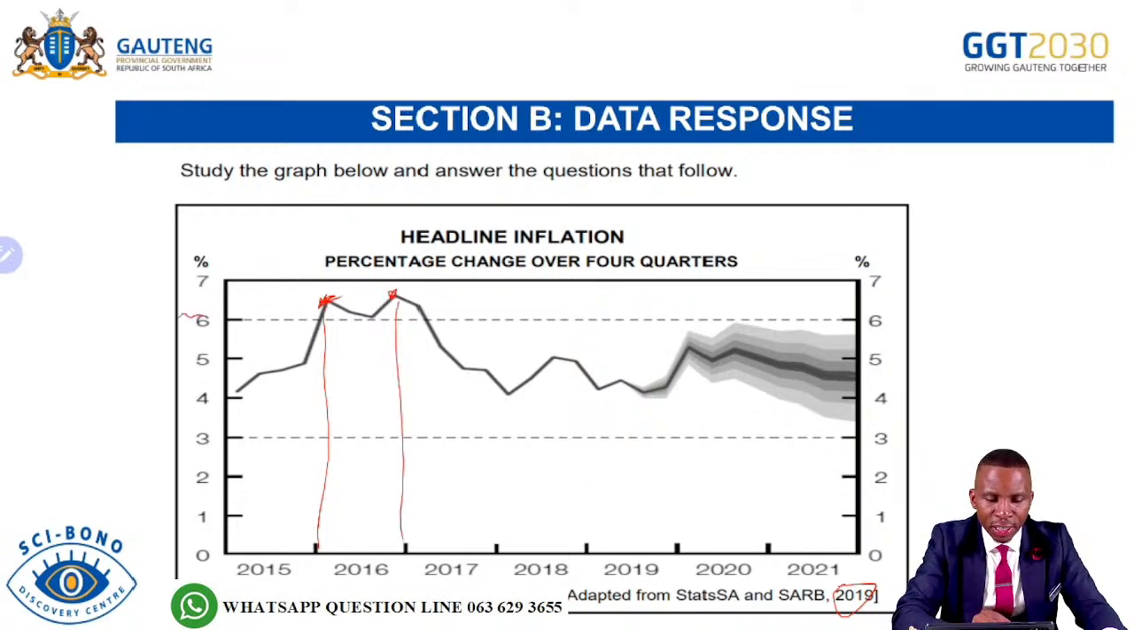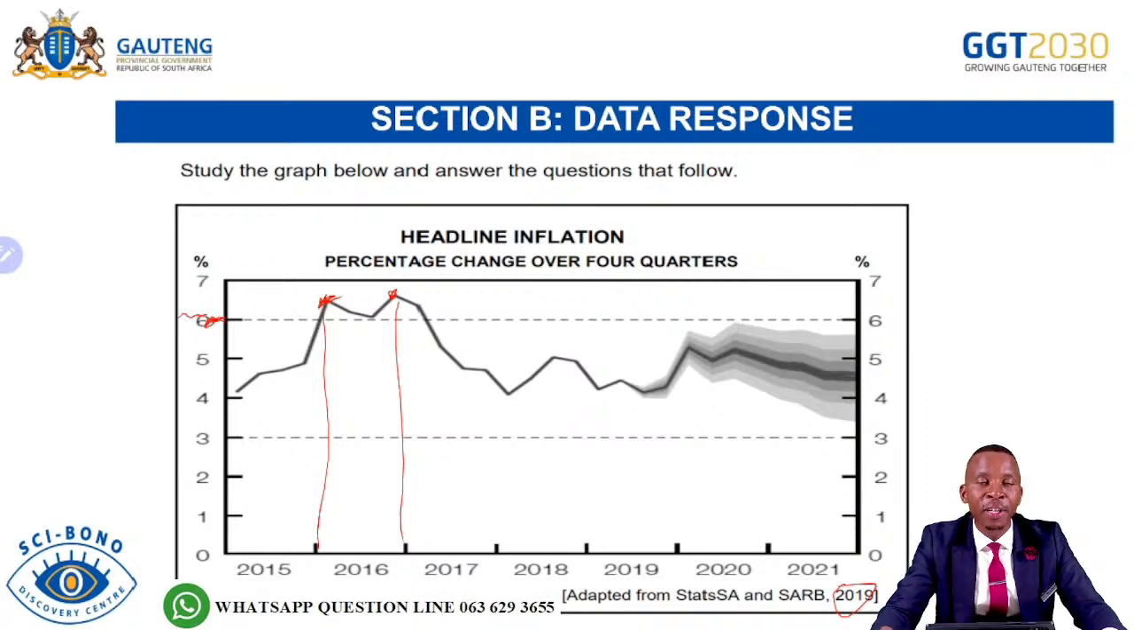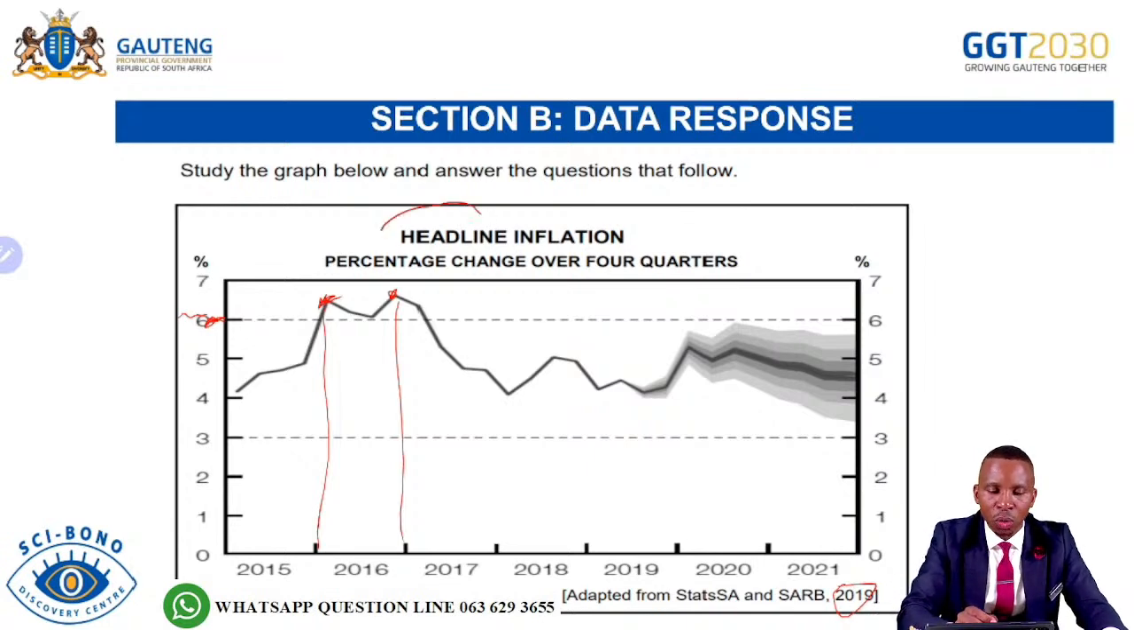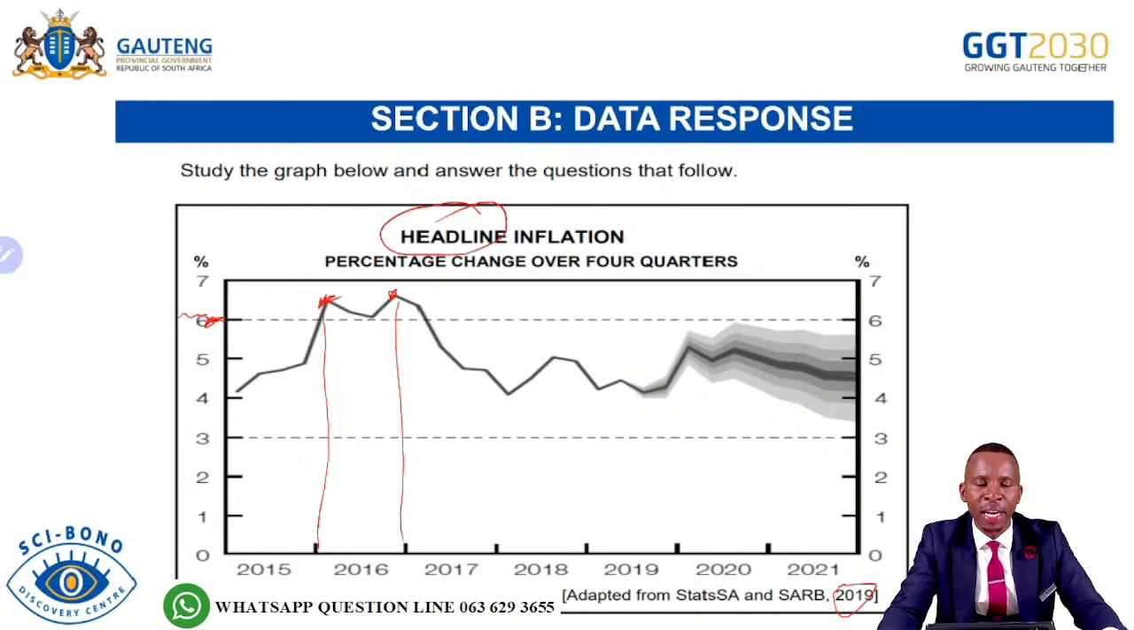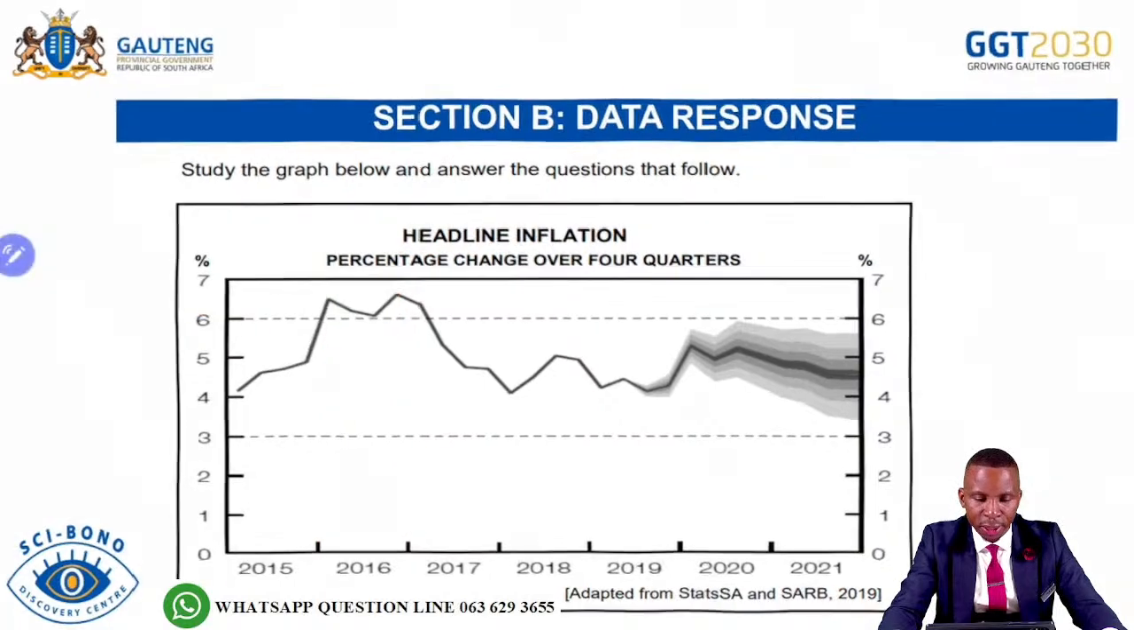Remember, our inflation target is between 3 to 6%. Anything above 6% means the inflation has gone beyond its own target. And also, you must know the meaning of headline inflation. Remember, headline inflation or CPI inflation is the inflation that has not been adjusted. Then let's look at possible questions in here.